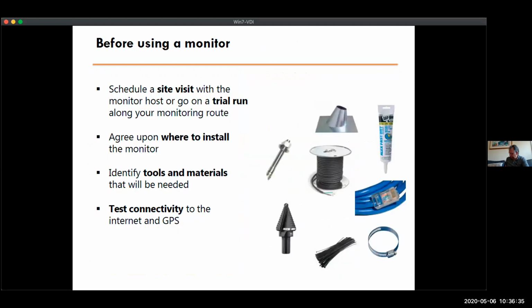Before using a monitor, you want to make sure you schedule a visit with the monitor host or go on a trial run. You want to make sure you have a formal agreement for where to install the monitor and let them know that you're going to be coming every 3 or 4 months to check on the monitor. You want to make sure that you have the proper tools and materials that you need, and you want to test out the monitor before you go out and install it and make sure everything's working.